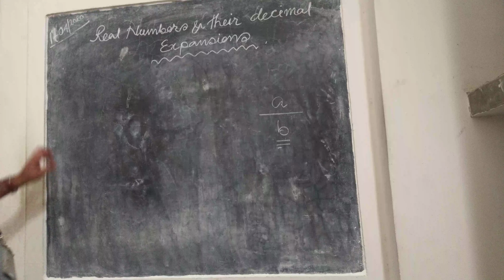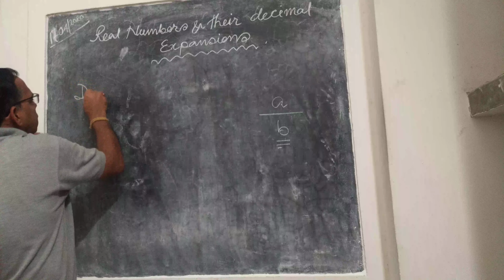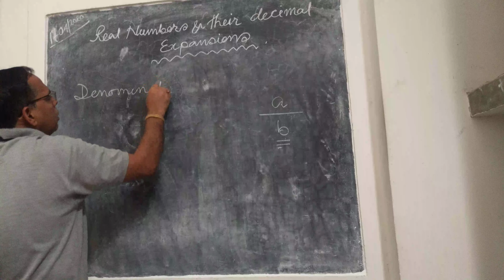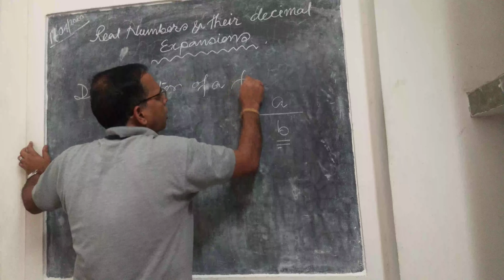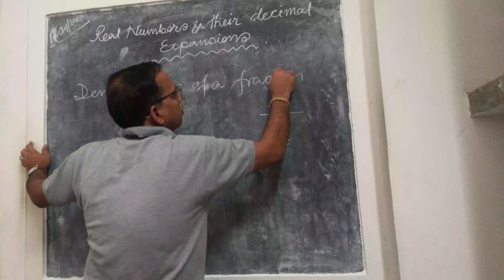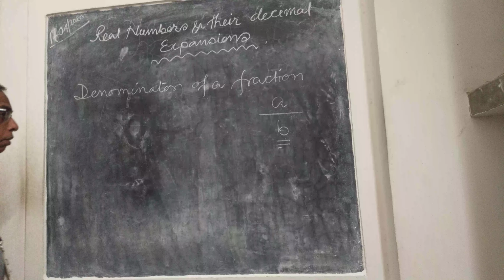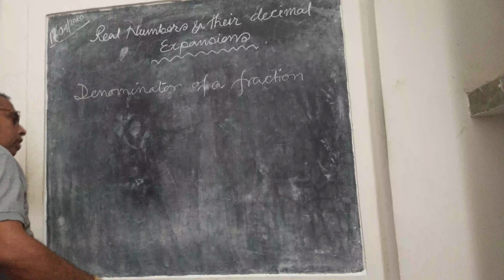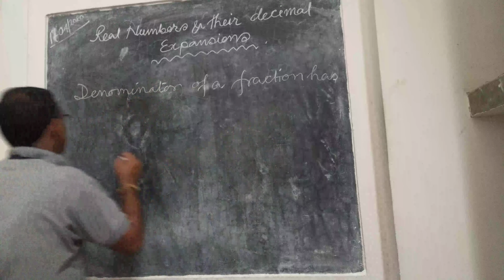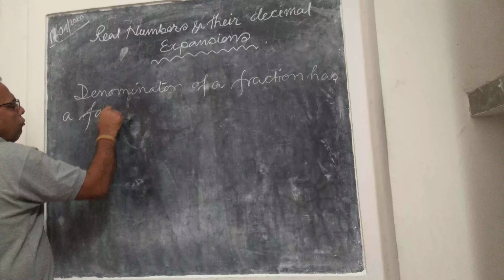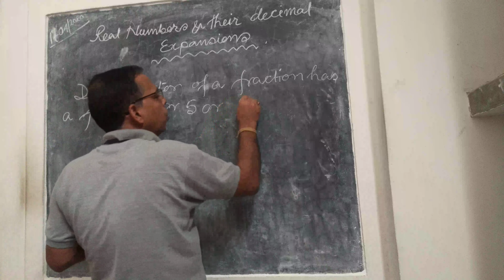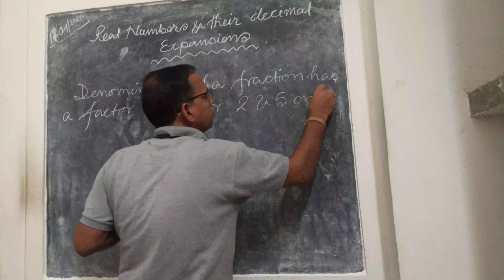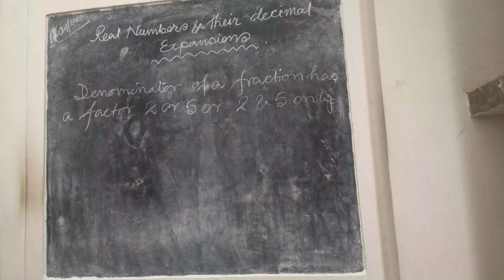So what is that? See, if the denominator of a fraction has a factor 2 or 5 or 2 and 5 only, then that fraction is known as a terminating decimal.